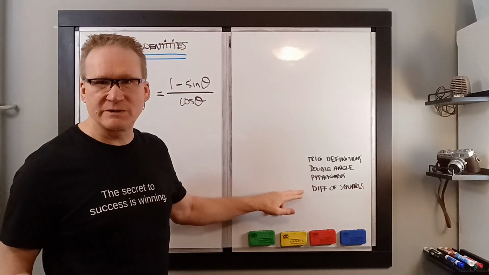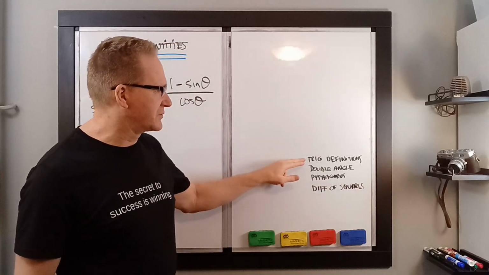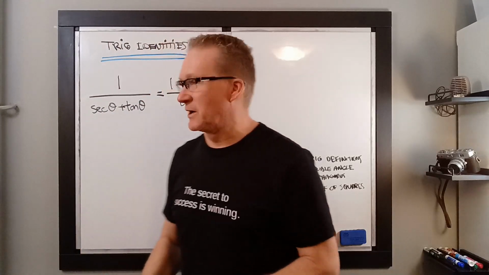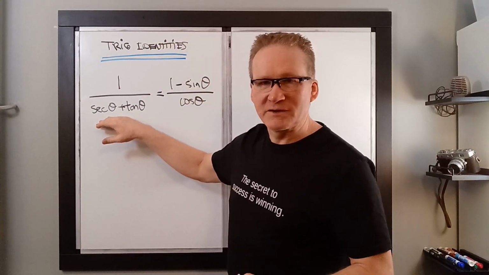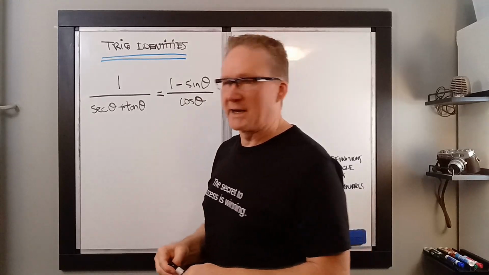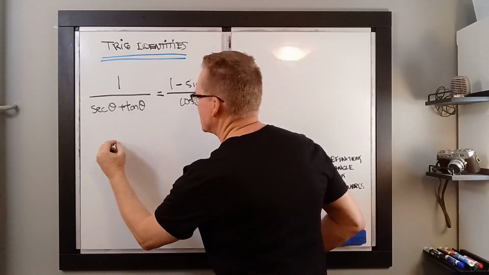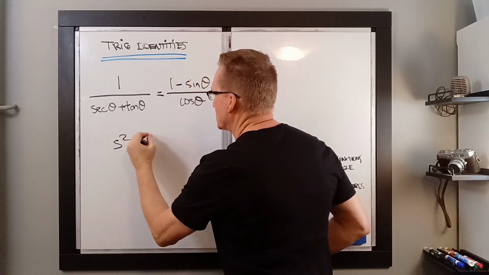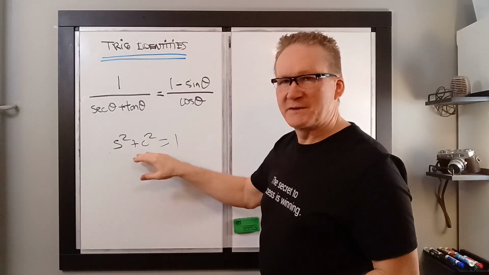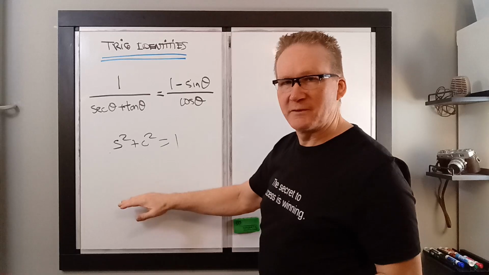Here are the 4 different principles we're going to work with on these problems: trig definitions, double angle, Pythagoras, and difference of squares. Now this down here honestly looks a little bit like Pythagoras' theorem for sine, cosine, and tangent. Remember, sine squared plus cos squared equals 1. This is the basic Pythagoras' theorem for trig functions, but there are 2 other variations on that.